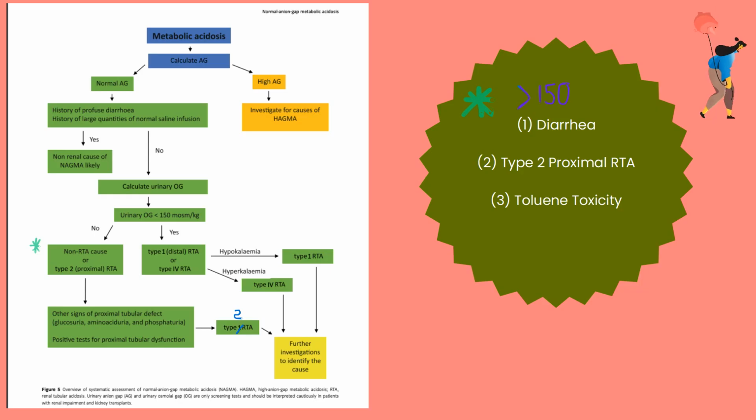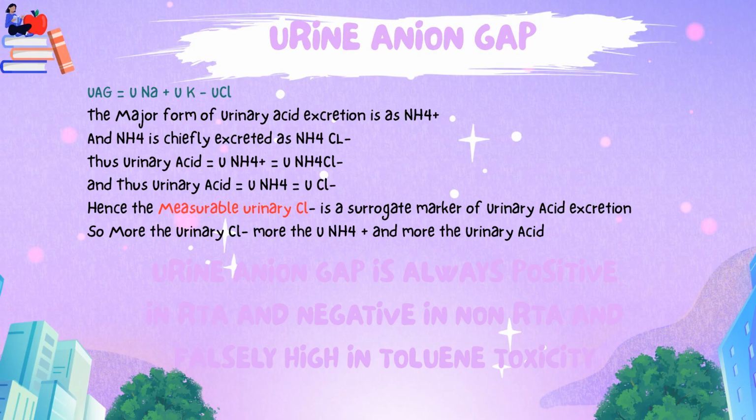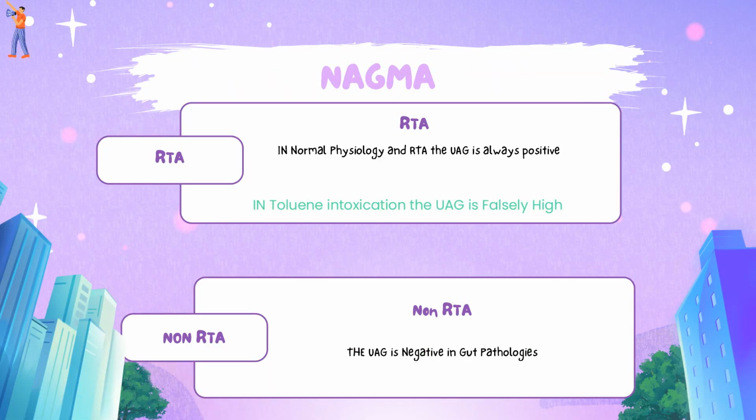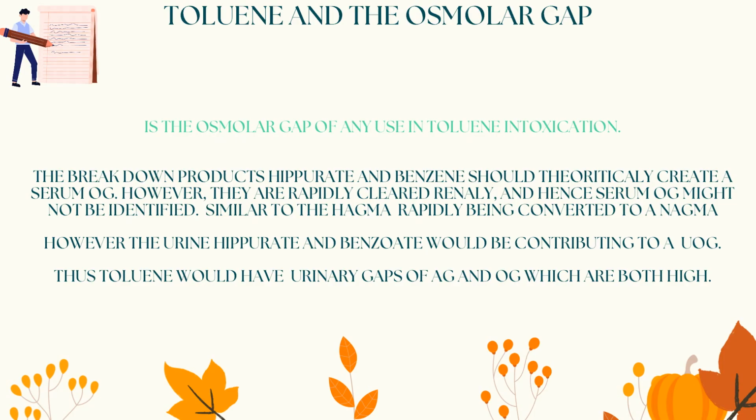See whether you can actually understand this particular slide. Alright, this is again just a revision of urinary acid excretion or urinary ammonium excretion in terms of the urinary anion gap. So this is about the NAGMA etiologies between RTA and non-RTA and the urinary anion gap in these pathologies.